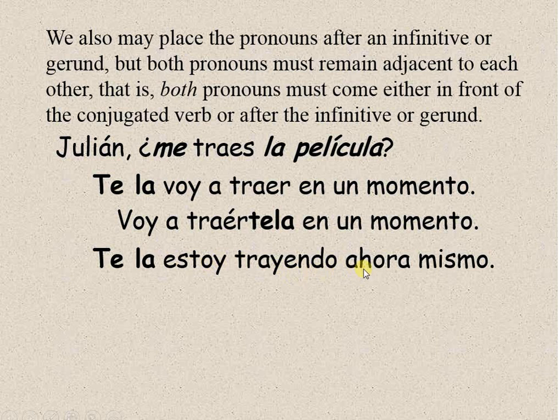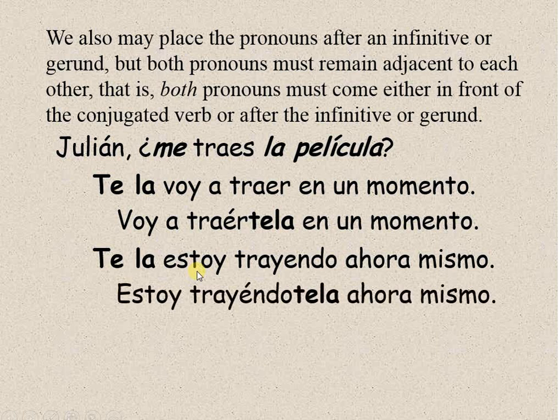Te la estoy trayendo ahora mismo. Here I have the present progressive. So I decided to place it before the verb estar, which is part of the present progressive. Or I can say, estoy trayéndotela ahora mismo, forming one long word, attaching the indirect followed by direct pronoun, forming one word and putting an accent mark. Just to be safe, I would always put it before the conjugated verb here and before the verb estar, just so you don't need to worry about accent marks.